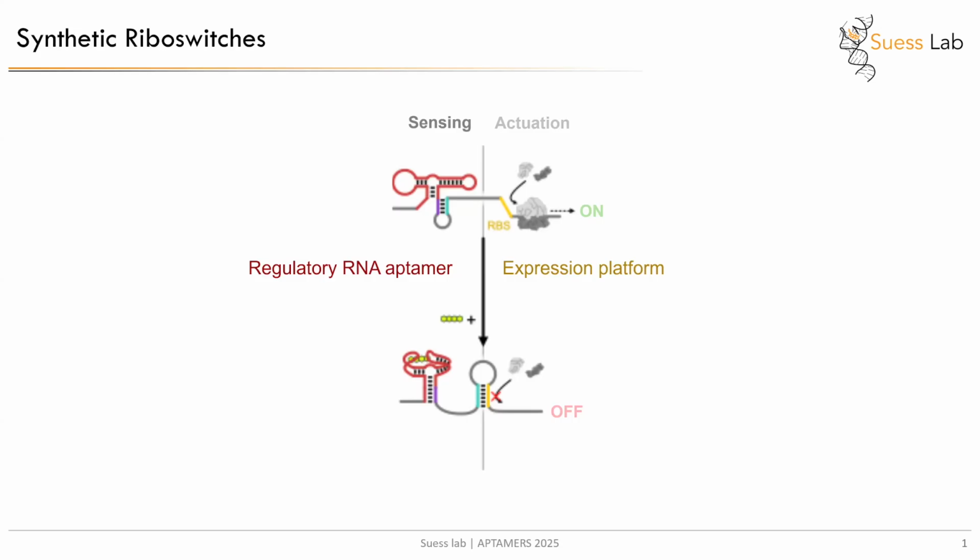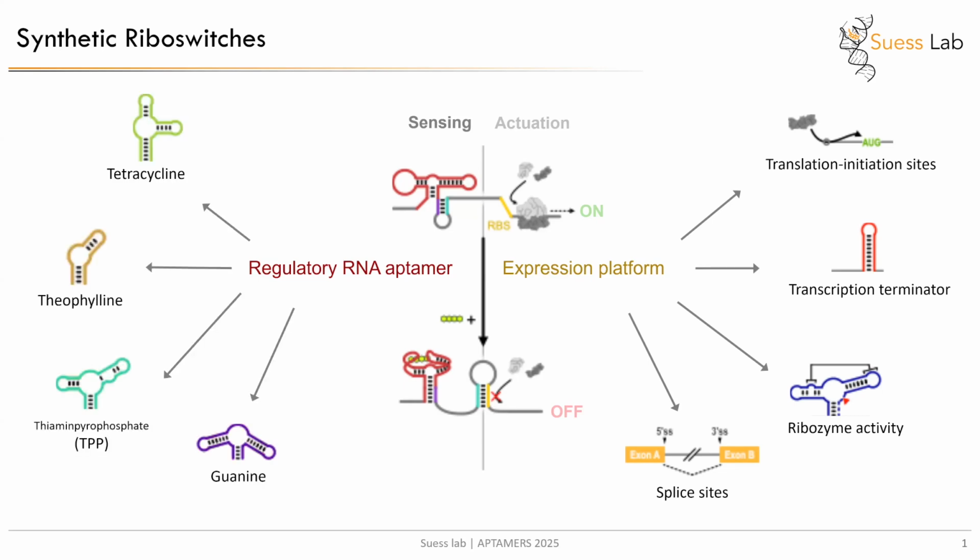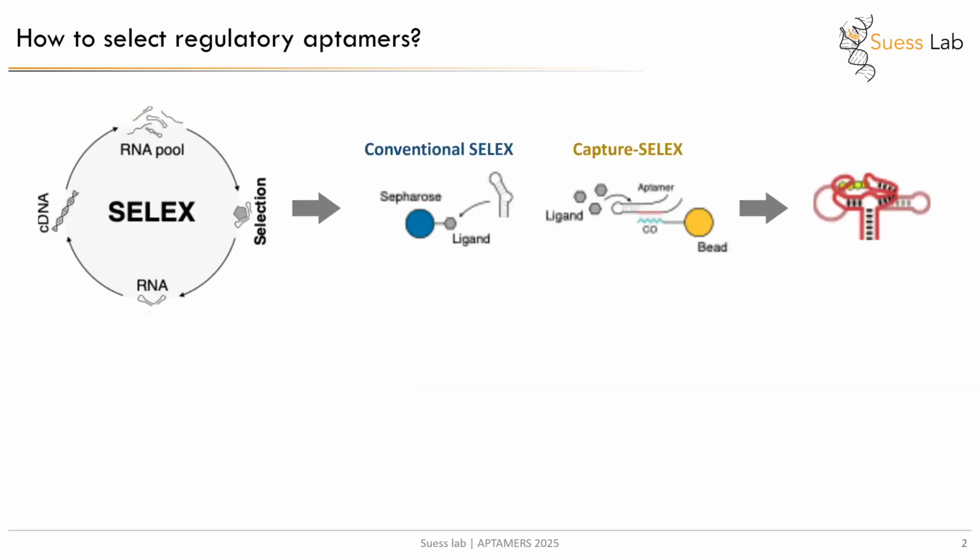And particularly interesting is that these riboswitches are modular, so you can take whatever expression platform you're interested in, from translation initiation sites, ribozymes, splice sites, and combine them with a regulatory RNA aptamer of choice, and create a new synthetic riboswitch that reacts to your ligand of choice. But I hope you can see that.